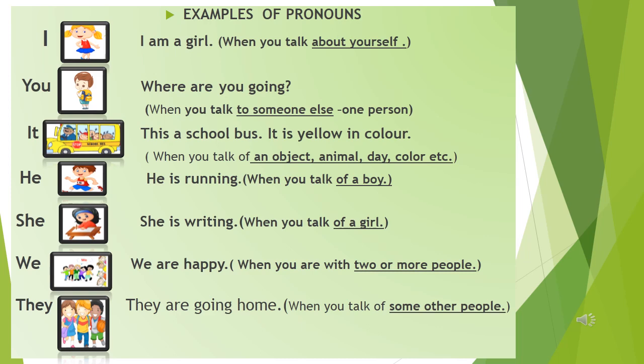Next word is she. She is writing. You can see the girl in the picture is writing something. So when you are talking of a girl, then you use the pronoun she. Instead of writing a name, instead of writing Seema is writing, Seema has a good writing, you can say she is writing, or she has a good writing.